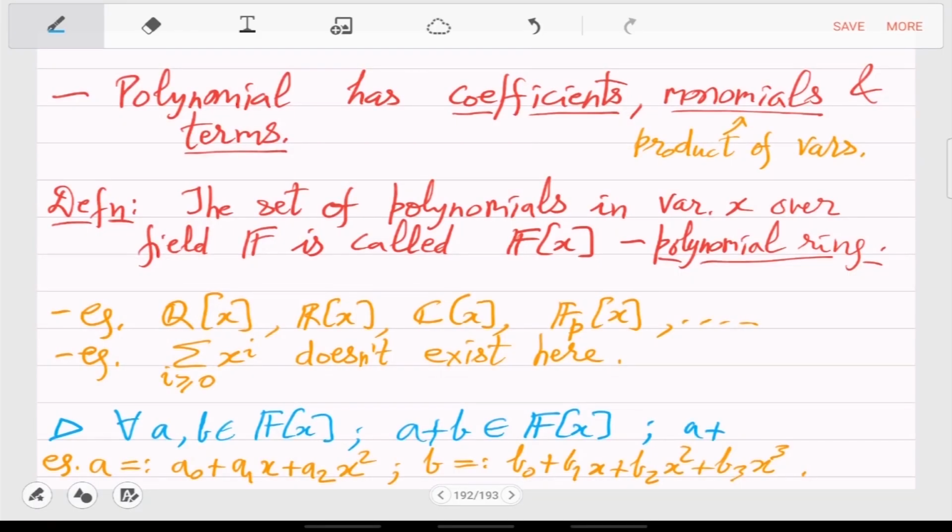Then the sum of this is, what will be the first term when you add up? It will be A0 plus B0, right? Second term will be A1 plus B1 times x, and so on. Last term, the leading term it is called, will be B3x cube. Okay, so the natural thing will give you addition, and similarly you can multiply.